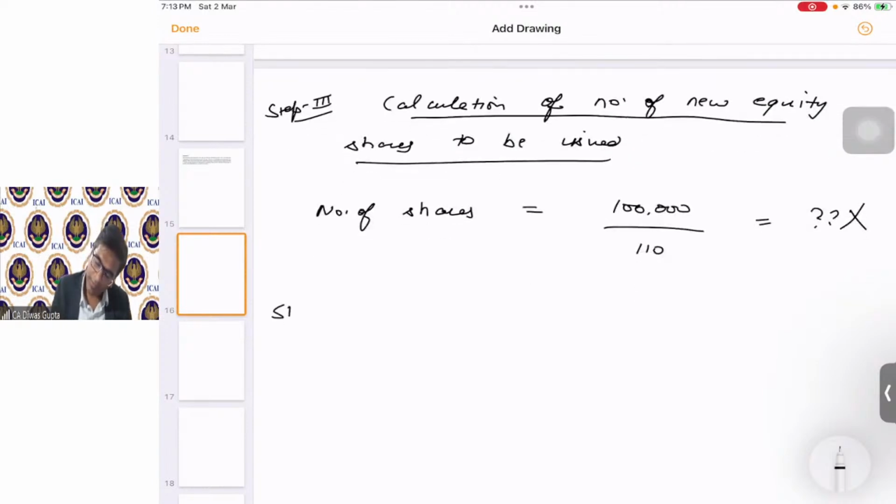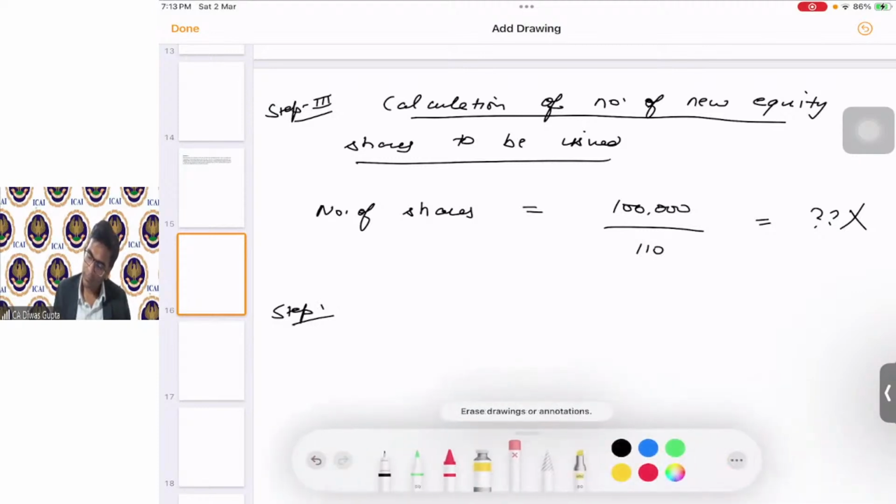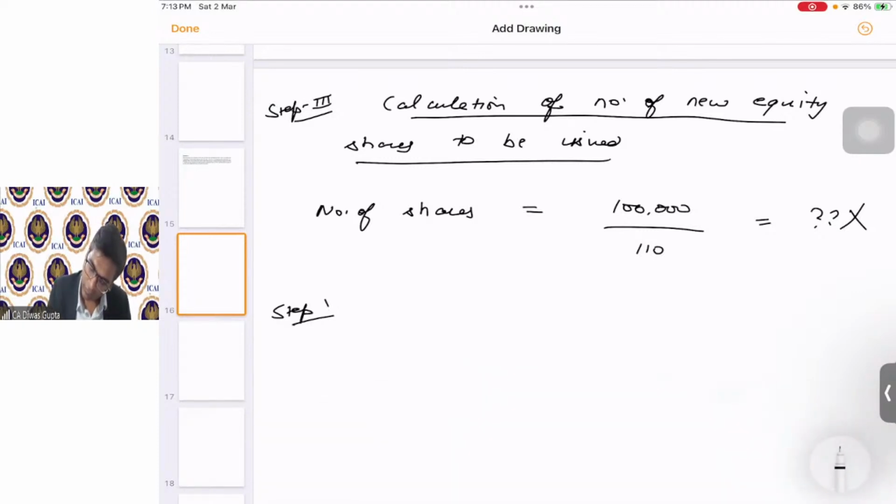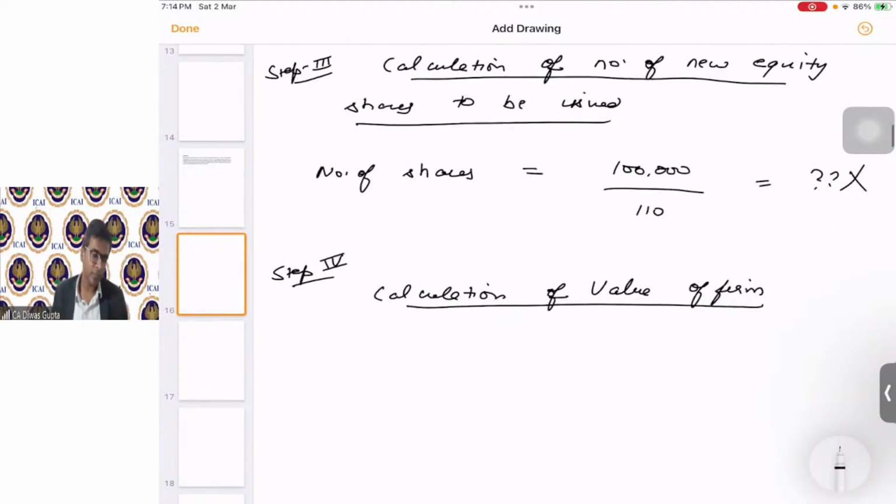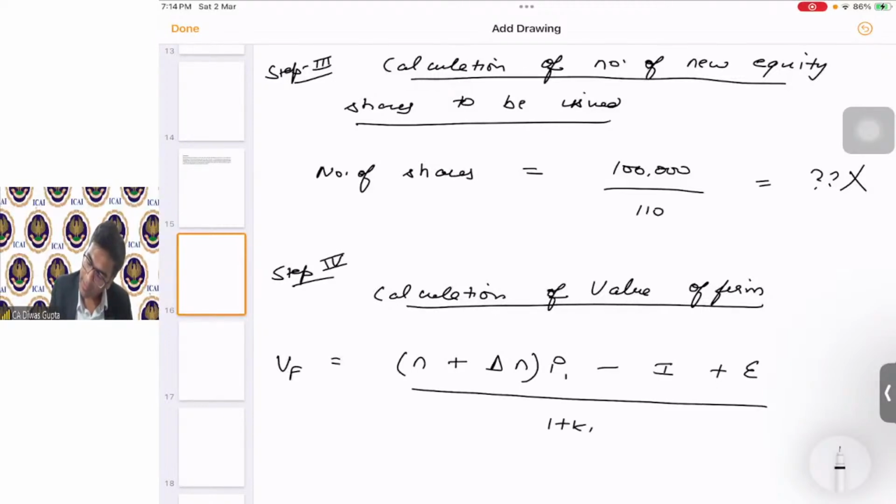Then step number 4. So step number 4 is calculation of value of firm. So the value of firm is equal to, let's first write the formula: n plus delta n P1 minus I plus E, divided by 1 plus KE.